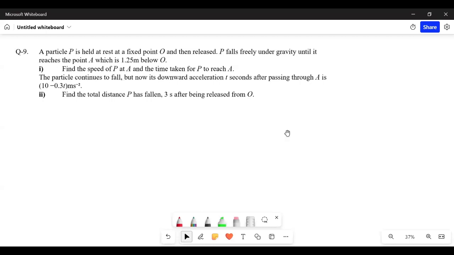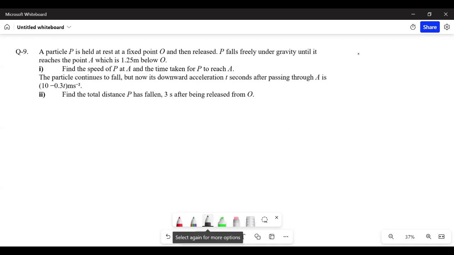Question number 9 of the worksheet Kinematics. A particle P is held at rest at a fixed point O and then released. P falls freely under gravity until it reaches a point A, which is 1.25 meters below O.